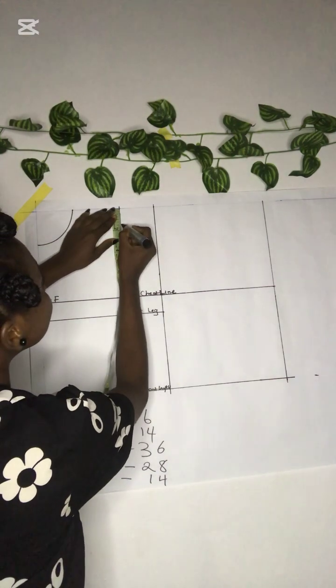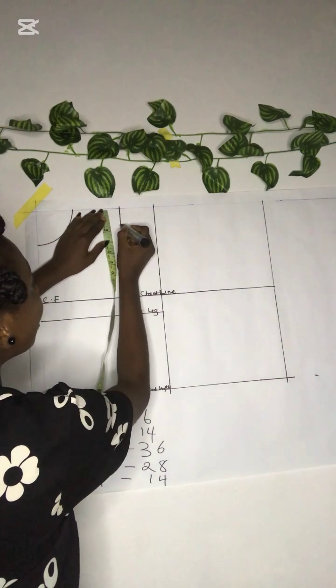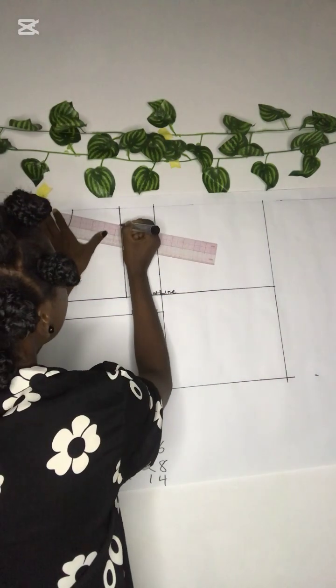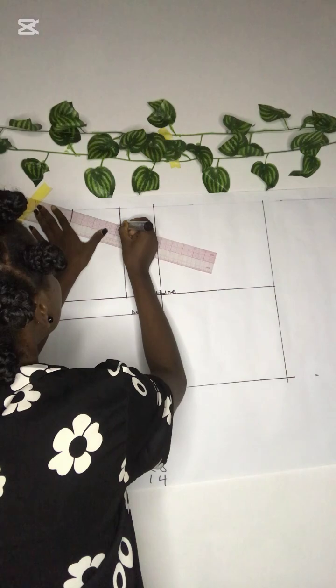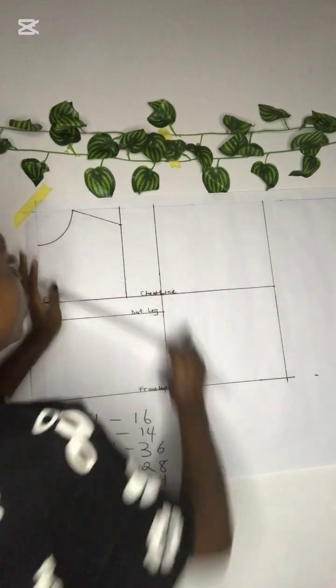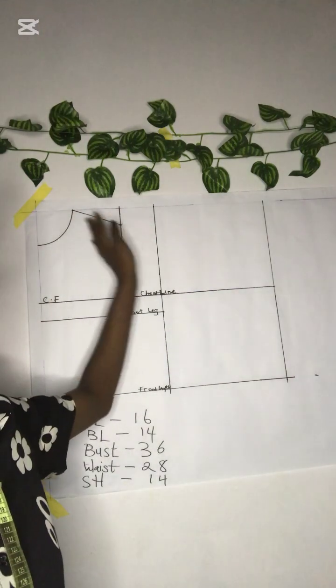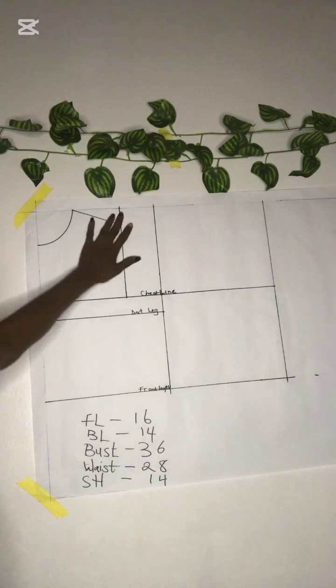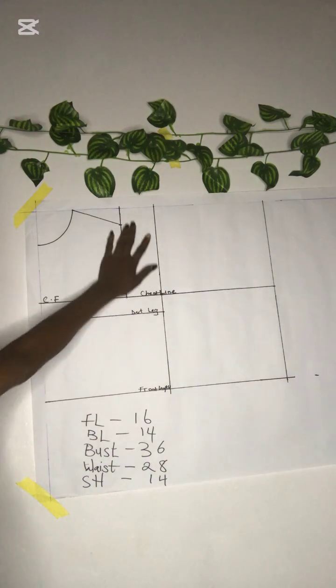Alright, so now for our shoulder slope, we are going to be using 1.5 inch for the front. That's because your shoulder is not straight, it has this slanted shape. So we're going to remove 1.5 and then connect it back to the neck, just like I'm doing here.